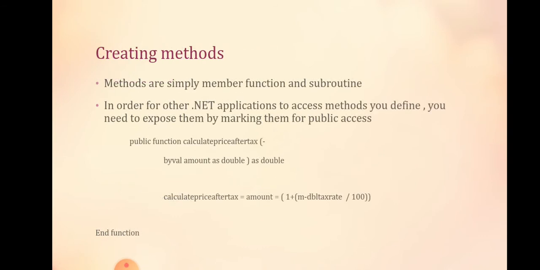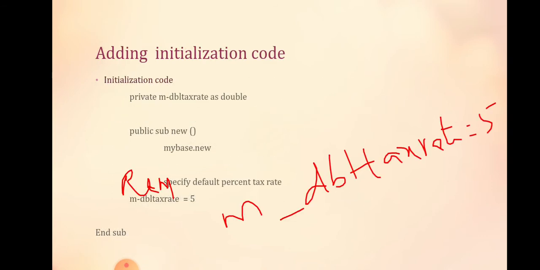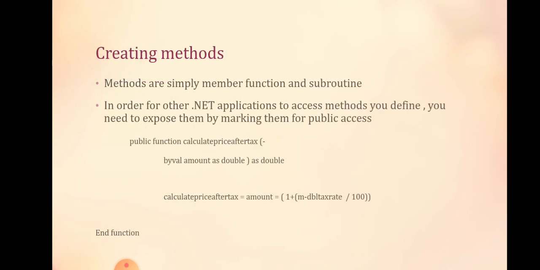Got it? Next, creating methods. In the last slide, we specified how to initialize the variable. Here, how to create methods inside the class. Methods are simply member functions and subroutines. Here, the method is a public function. Method means function. It starts with the keyword Function and ends with End Function. This function is designed to calculate the price after tax payment.